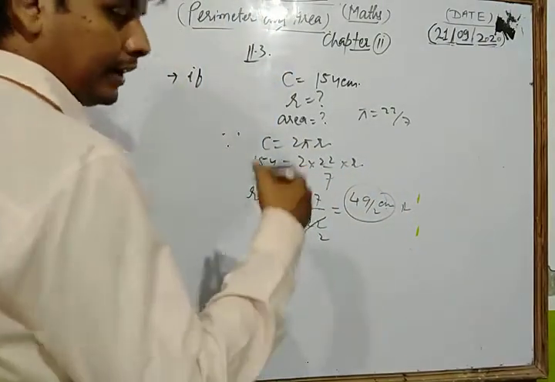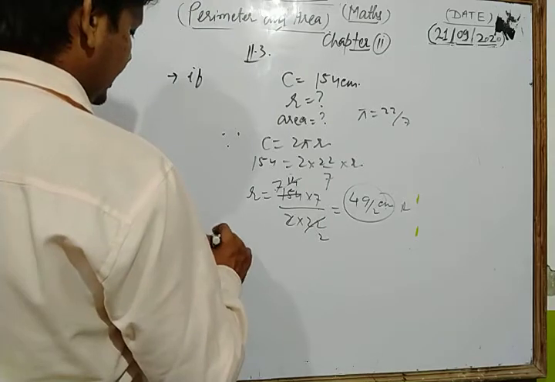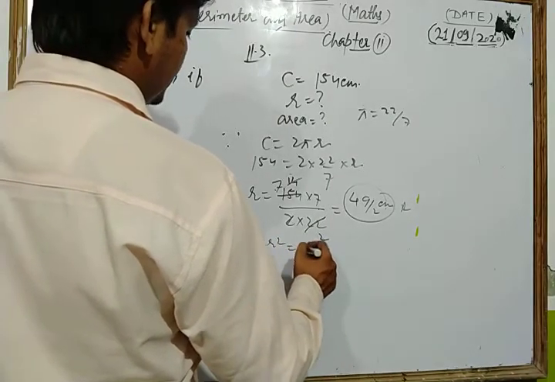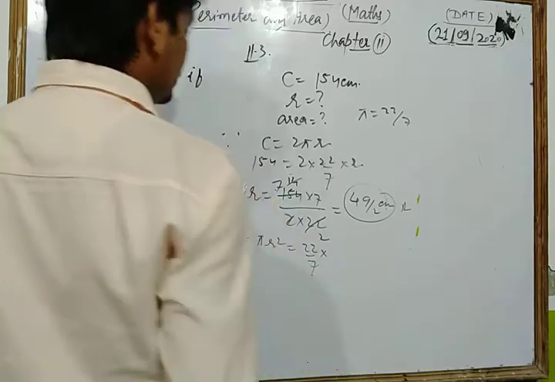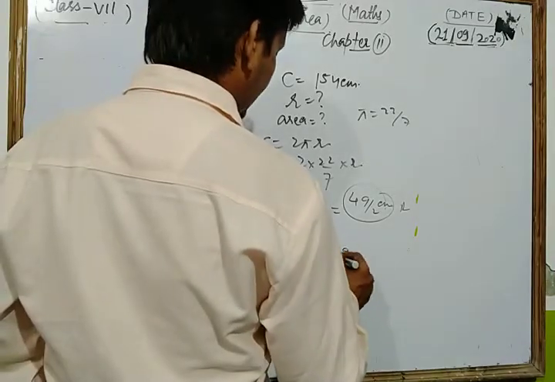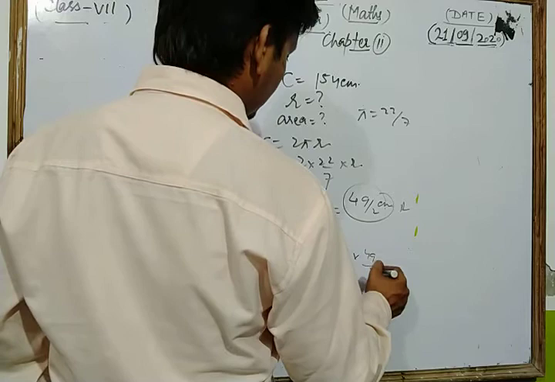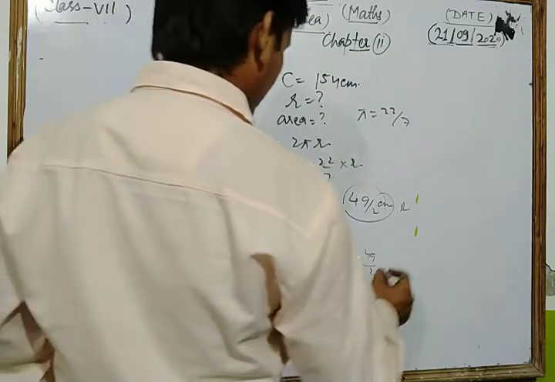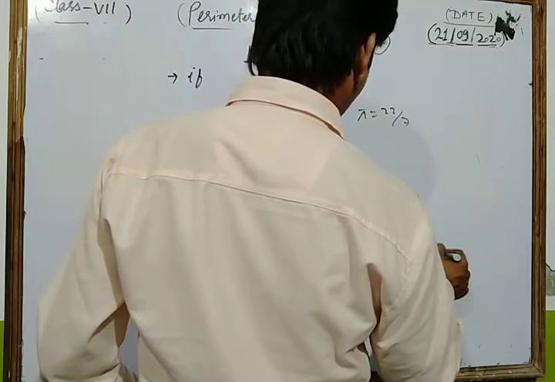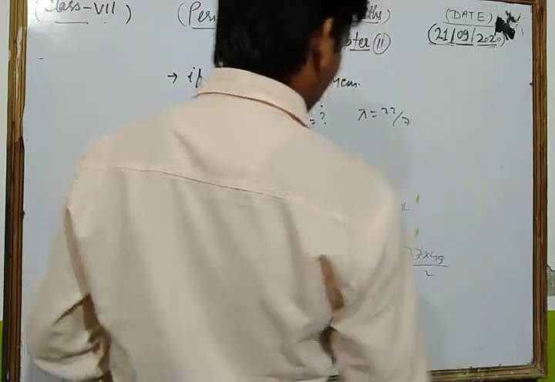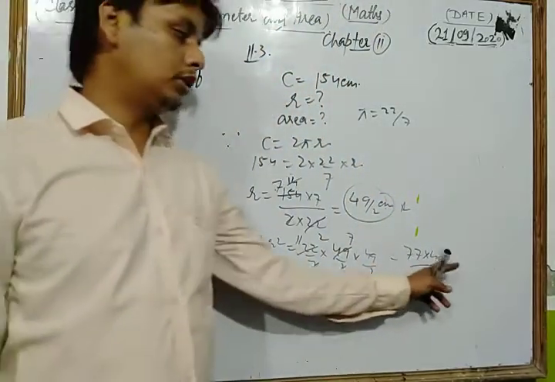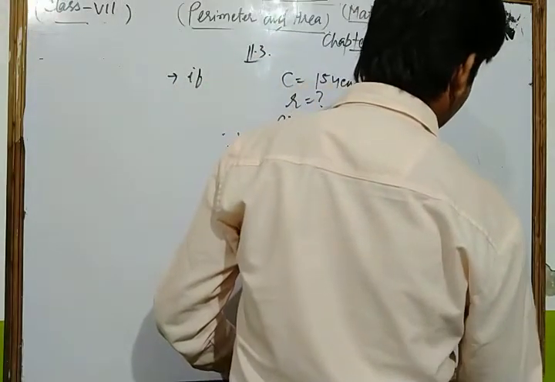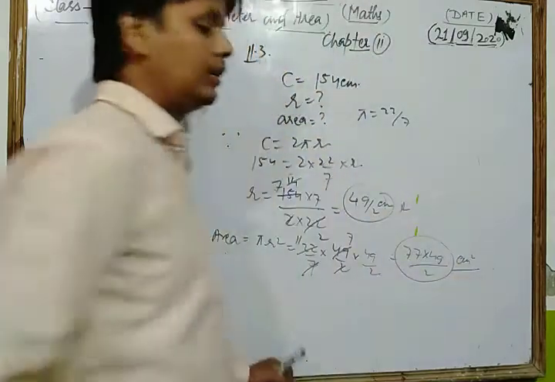Now we find the area. The area will be pi into r square. Pi means 22 upon 7 into r square, which is 49 upon 2 into 49 upon 2. 7 into 7 is 49. Now 11 into 7 is 77 into 49 upon 2. Now you multiply both the values and divide by 2. In this way you get your result for the area of the circle in centimeter square.